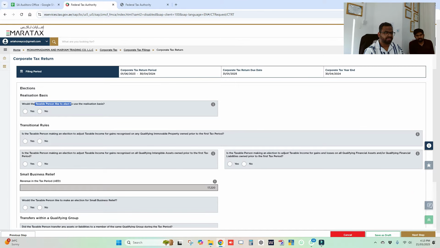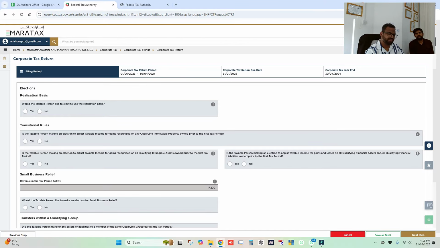Would the taxable person like to elect the use of the realization basis? Realization basis means we want to pay tax on the income which we have received. Some accrual basis income can be there which we have not received. What do you want to select? No, we want to pay tax on the accrual basis.